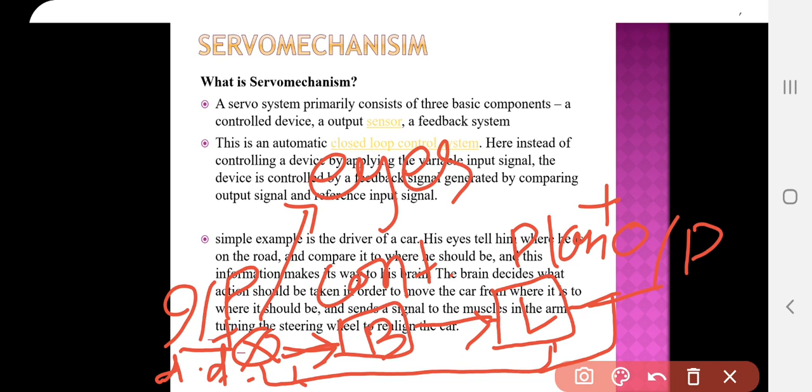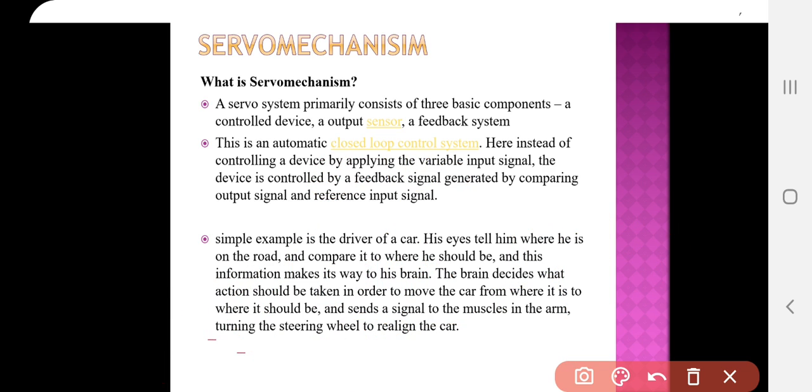Then at the output, if the car goes in a wrong direction, that is the error. Again the signal is fed back to the input, where an amplifier is connected. The amplified signal comes to the input, and these two inputs are compared and fed back to the brain again, and the brain again gives instruction to the arms or legs to control the car. This completes a closed loop cycle, and this is the example of a servo system.